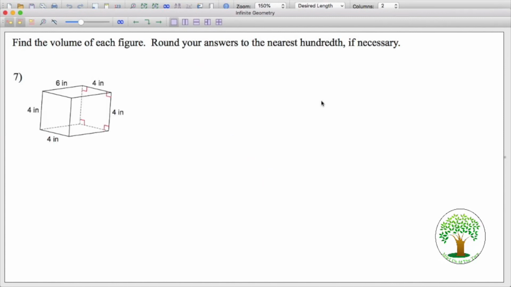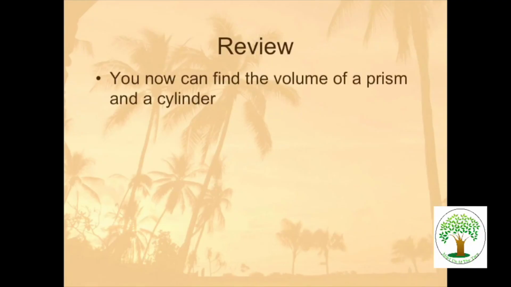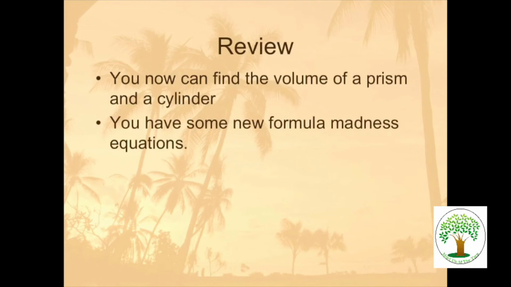So I've decided not to do number 7 because we've already done a rectangular prism. This is what we learned this time. You learned how to find volume. We started volume today. We did prisms and cylinders. You have the new formulas that you've been learning from your Formula Madness.